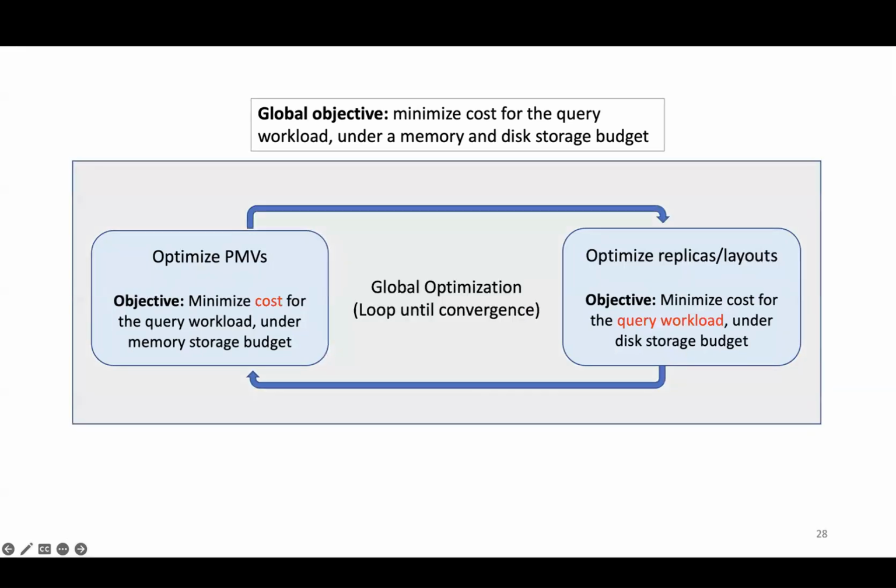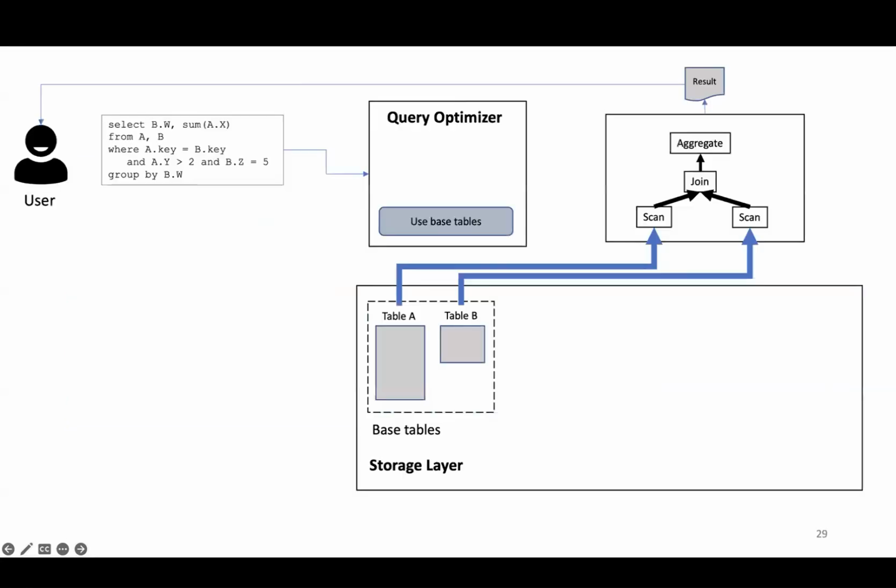Therefore, SageDB performs a global optimization by iteratively holding one component constant while optimizing the other, doing this in a loop until we reach convergence, meaning until the cost does not decrease from one iteration to the next.